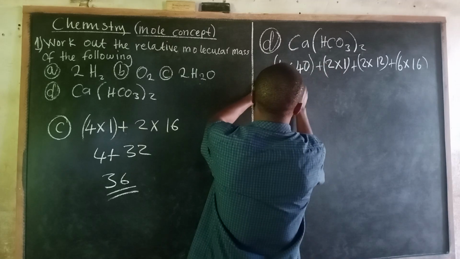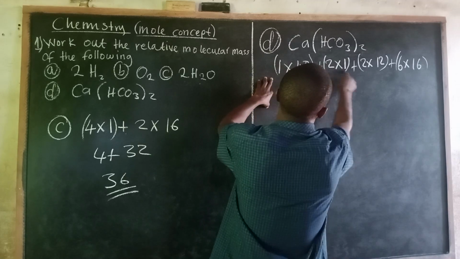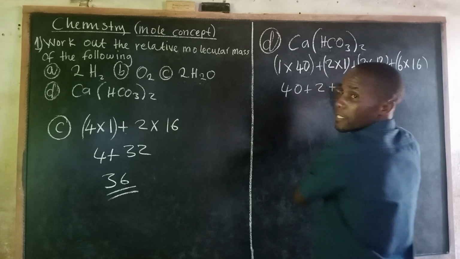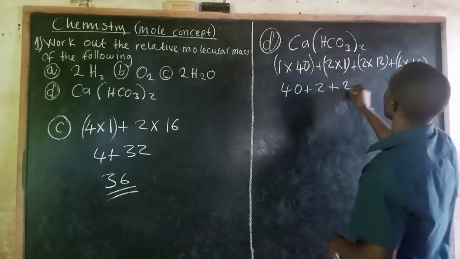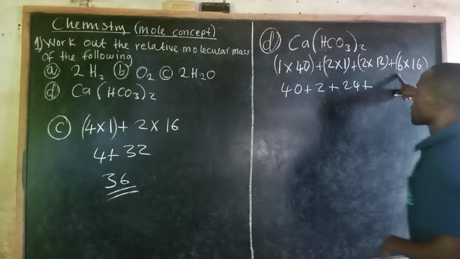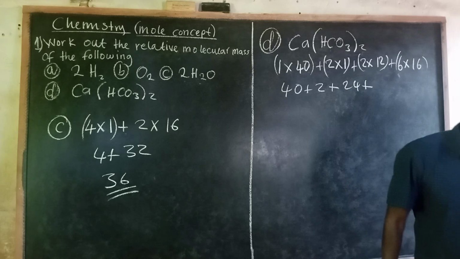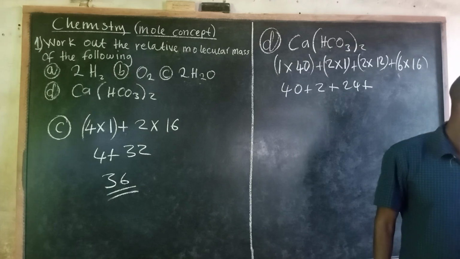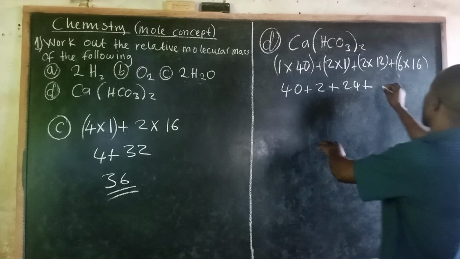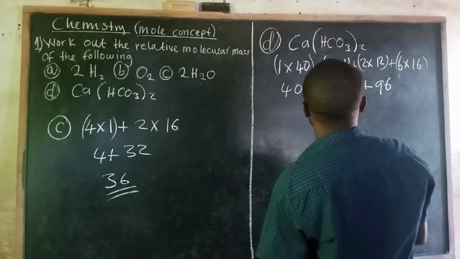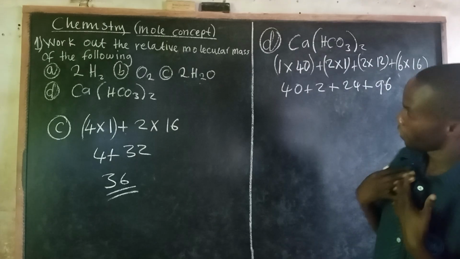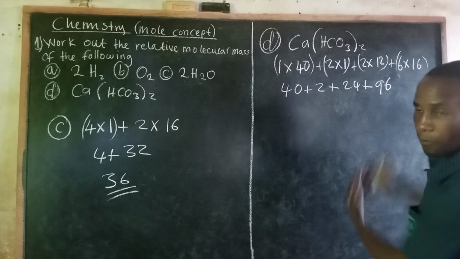So this is 1 times 40. It's 40 plus. There are 2 plus. Then there 24 plus 6 times 16. May I have the calculator? Oh yes, 96. Okay. So remember, in science, the calculator is allowed there because of the same calculations.